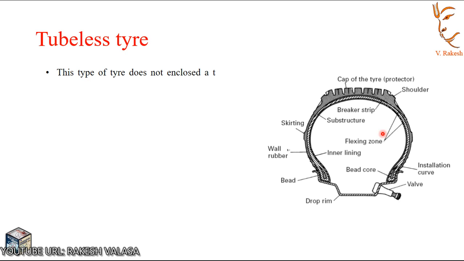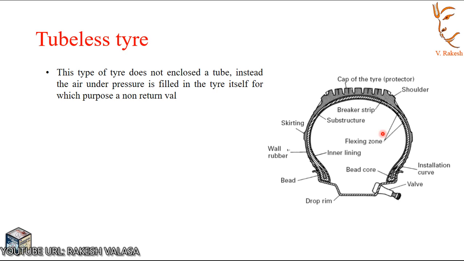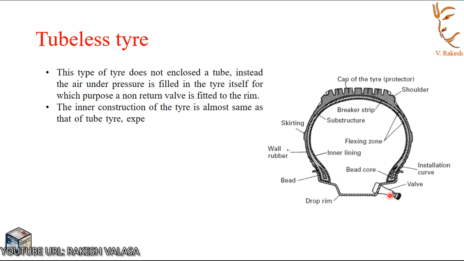This type of tire does not enclose a tube. Instead, the air under pressure is filled in the tire itself, for which purpose a non-return valve is fitted to the rim. You can see the non-return valve in this figure. This is the non-return valve.